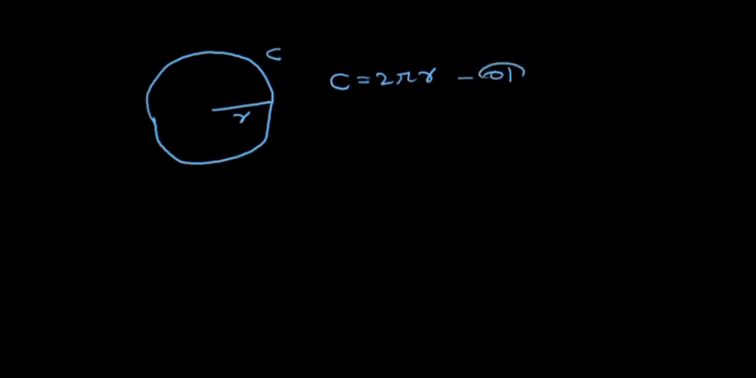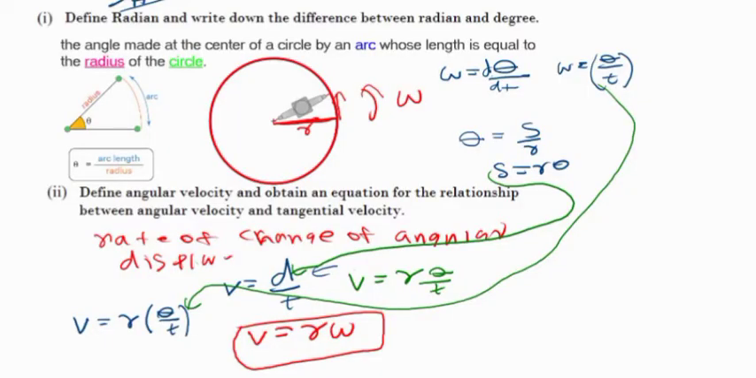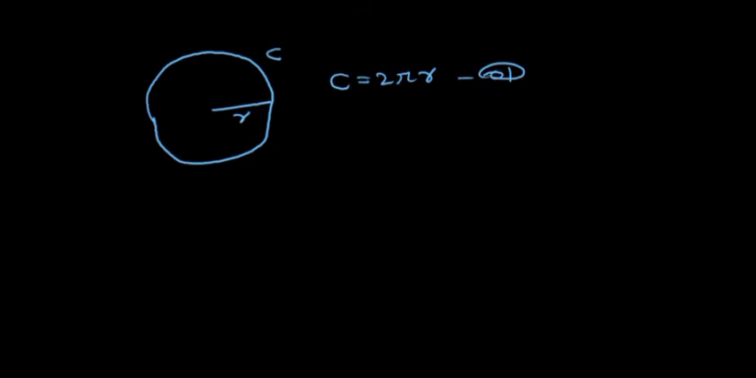Equation number 1. Now according to the previous equation, in the previous one I obtained S equals r theta. In this one, S is the arc length, any arc length. So for a full completed circle, S is nothing other than circumference. So S equals r theta, and S is replaced by C, so the equation becomes C equals r theta.